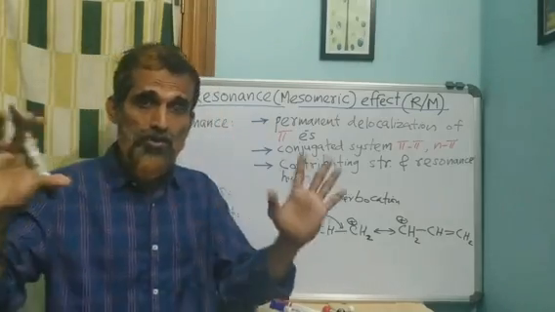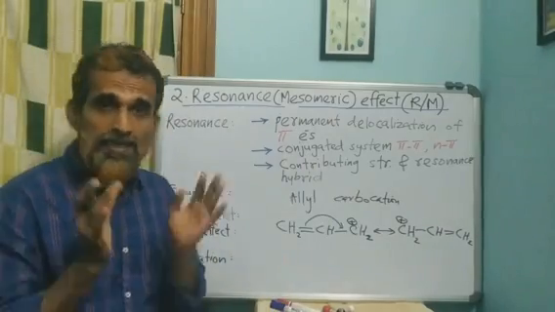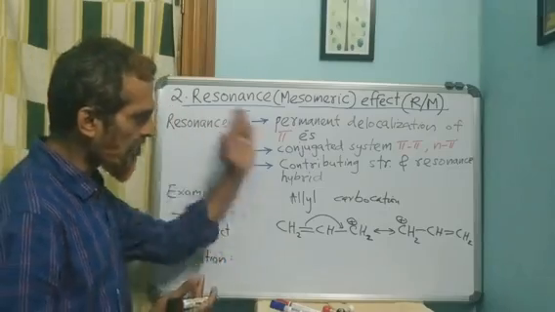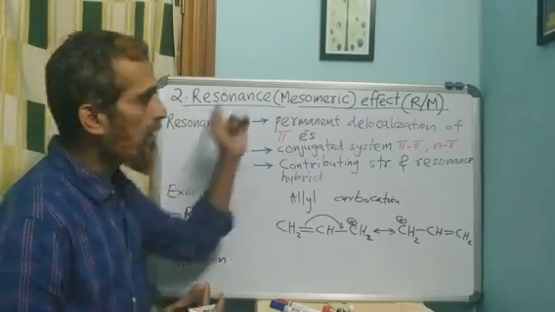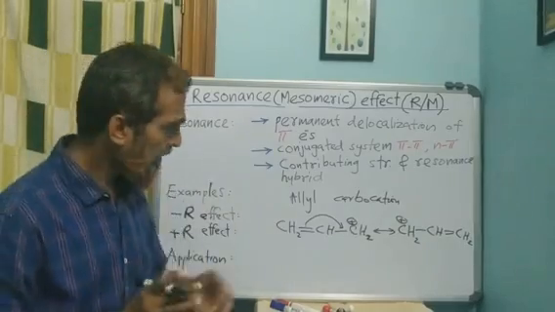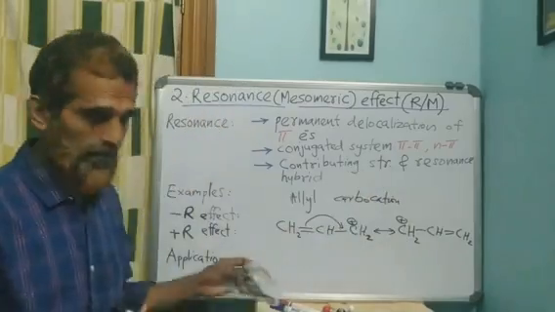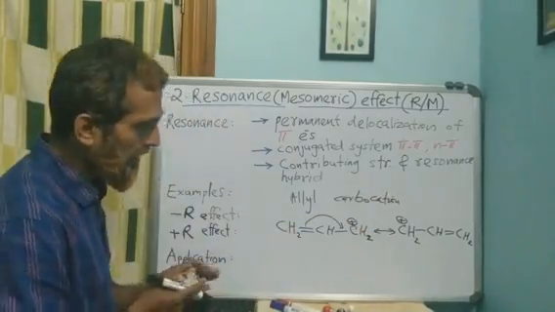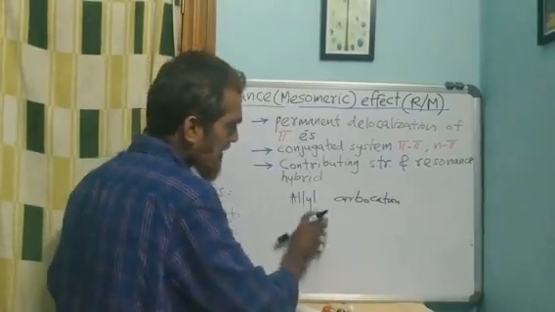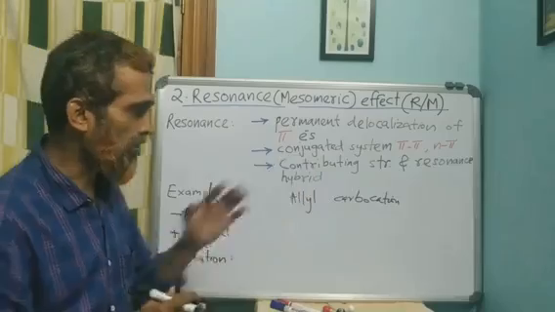Remember, whenever you draw structures and equations, electrical balance is an important guide. There should be electrical balance. If there is no charge on the left side, then the total charge on the other side should also be 0. Here there is a plus charge, so there should be a plus charge on this side also. Okay. So the point is, resonance takes place in carbocations also.